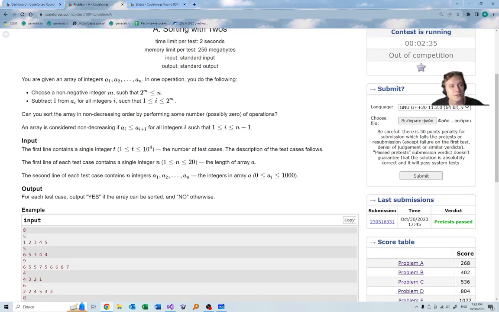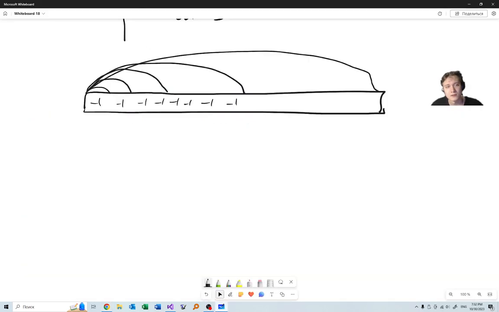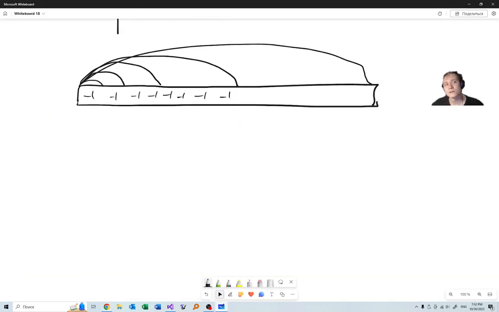The aim is to check whether you can sort the array in non-decreasing order, so that each element is at least the previous element. To solve this problem, you will need quite a standard idea, which is the difference array. I think it's called difference array, but I'm not sure.